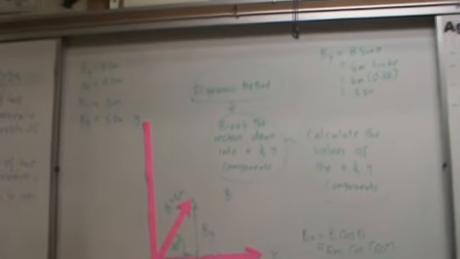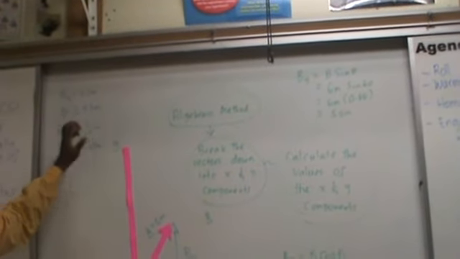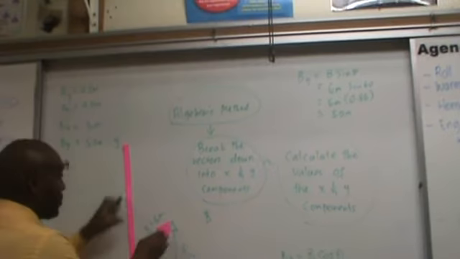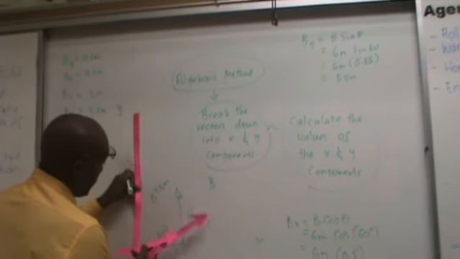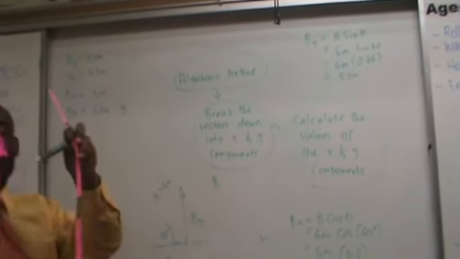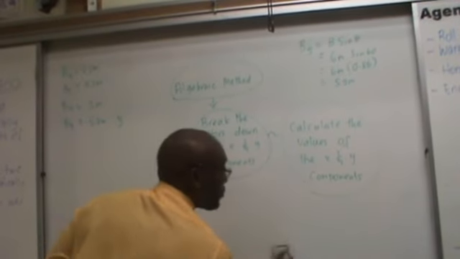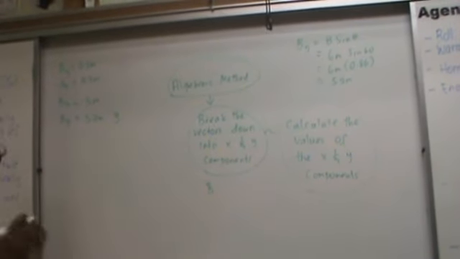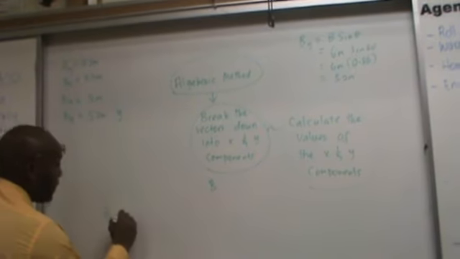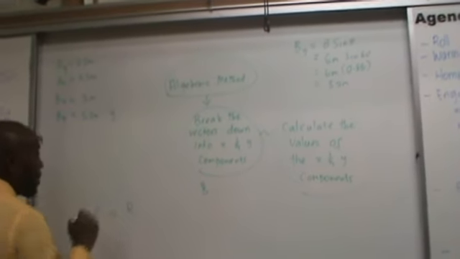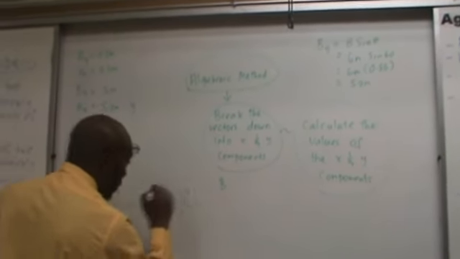So what do we do with these components now that we have calculated them? Because that's our number one goal, to be able to calculate the components. Well, once we calculate the components, we really don't need the angles for right now. Let me show you what we're going to do with these components. We are going to calculate the resultant. And it turns out that R squared is equal to RX squared plus RY squared.